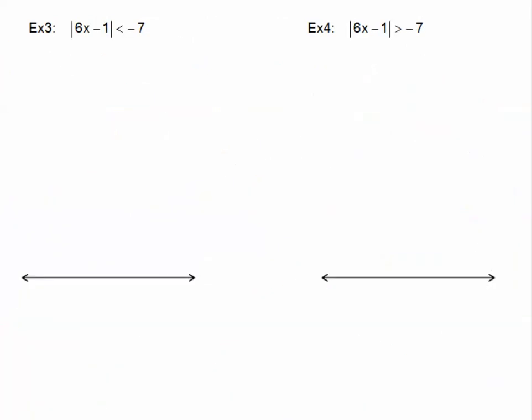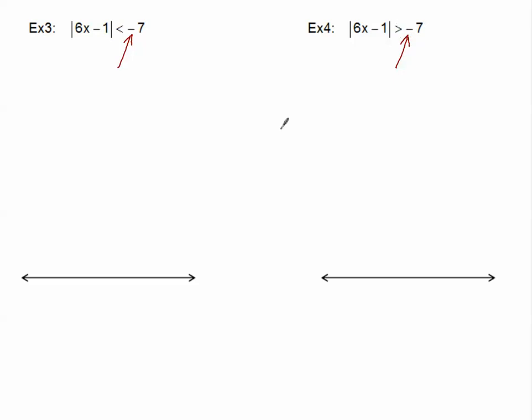Let's look at examples 3 and 4. These are actually our special cases, and these should not take much work at all. The first thing I'm noticing is that the absolute value bars are isolated. It is simply all by itself, the absolute value of 6x minus 1. But I'm seeing that I'm looking at a negative 7 here. And I know that absolute value can never equal a negative, but these are not equations. I'm talking about less than negative 7, and over here I'm talking about greater than negative 7.